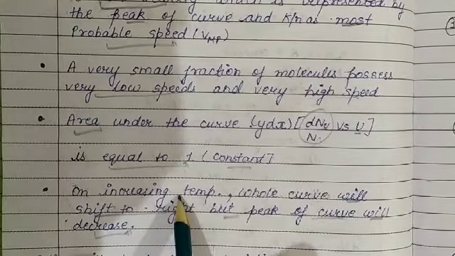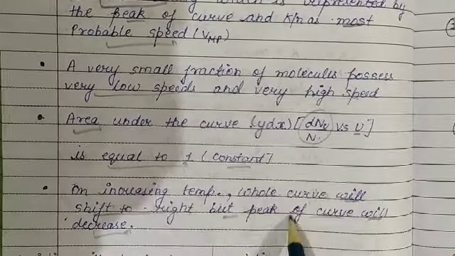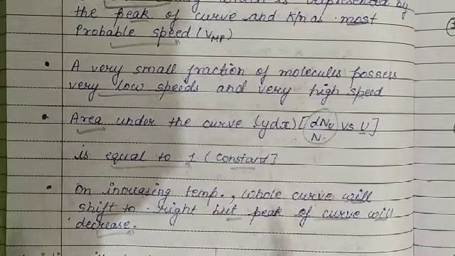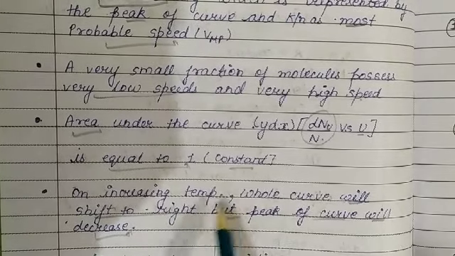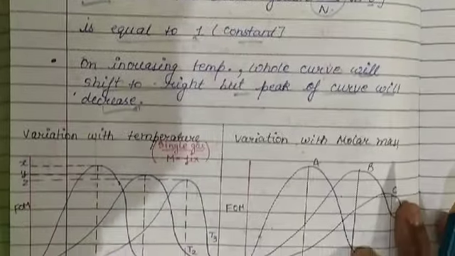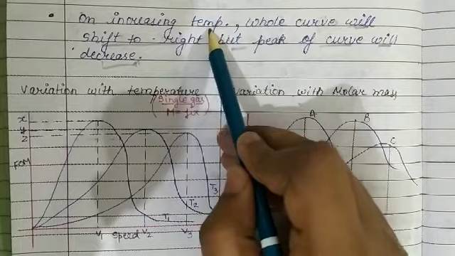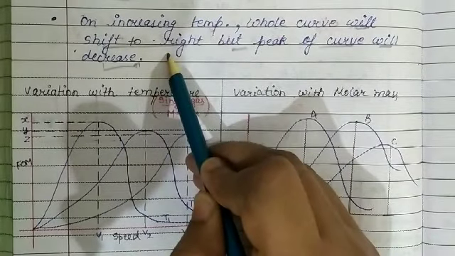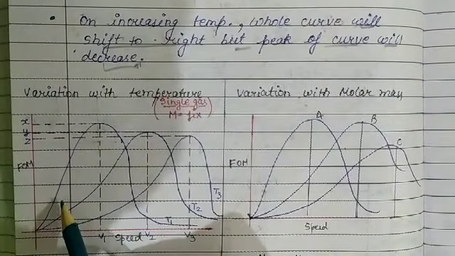So on increasing temperature, the whole curve will shift to the right, and also the peak of the curve will decrease. Now we are going to see the variation of fraction of molecules with temperature. The first point is, on increasing the temperature, the whole curve will shift to the right and the peak of the curve will decrease, as we can see that.